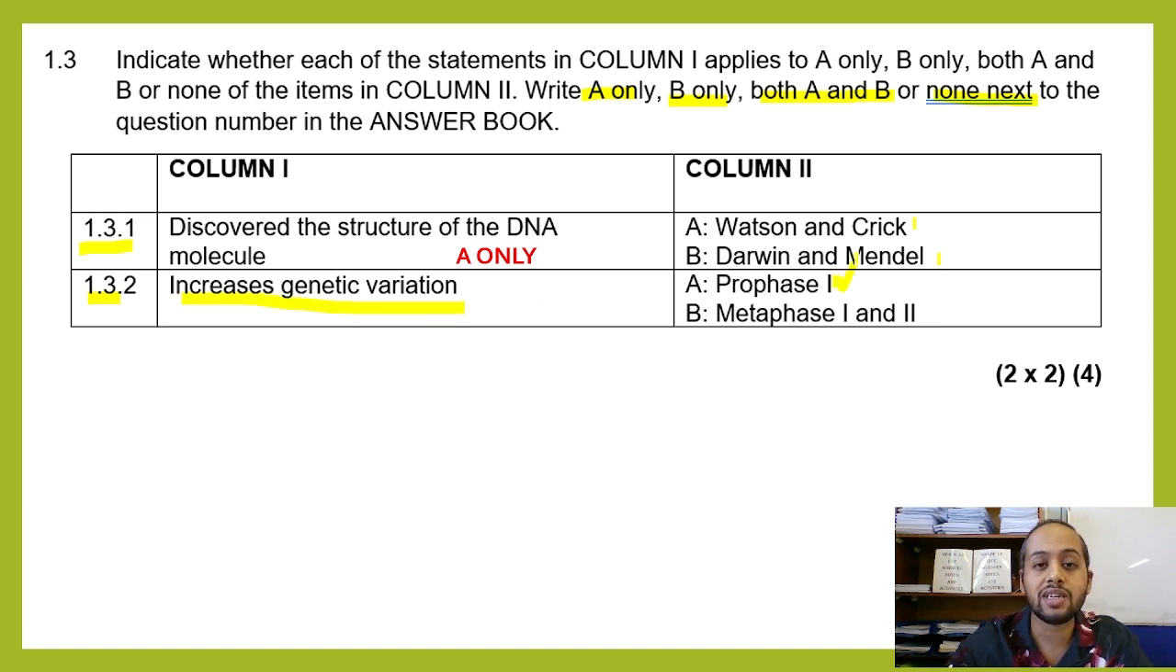1.3.2, increases genetic variation. Does prophase 1 increase genetic variation? Metaphase 1, metaphase 2? Yes, they all do, because crossing over occurs in prophase 1 and random arrangement of chromosomes occurs in metaphase 1 and metaphase 2. Both of these things are going to increase genetic variation in the gametes, thereby increasing the chance of survival in the offspring. Therefore, the answer is both A and B.